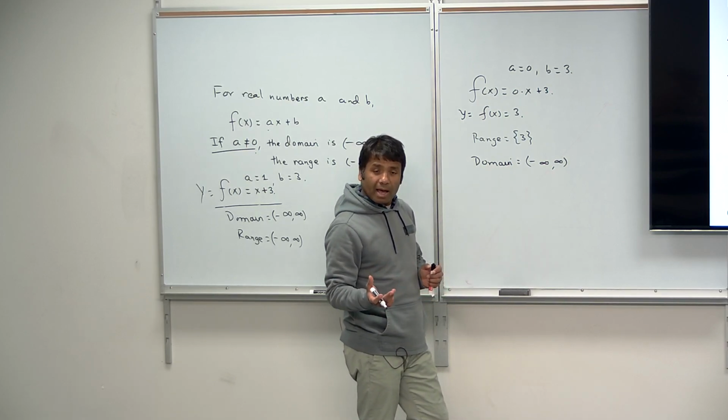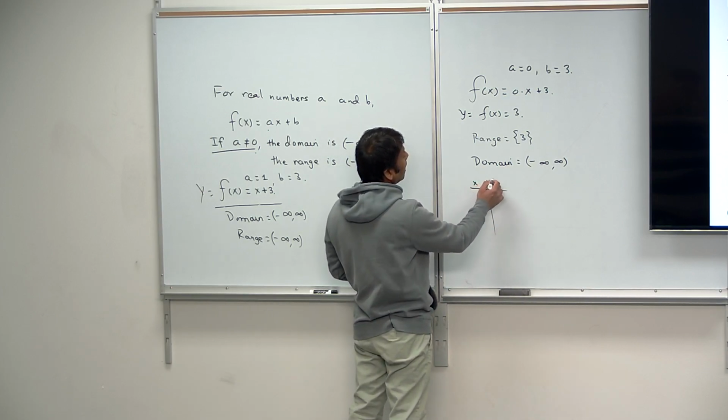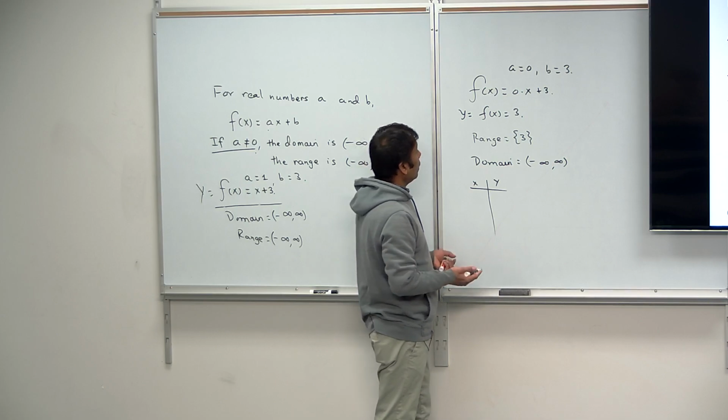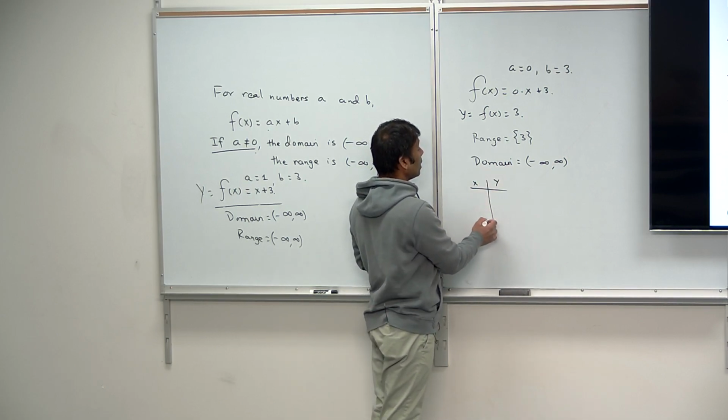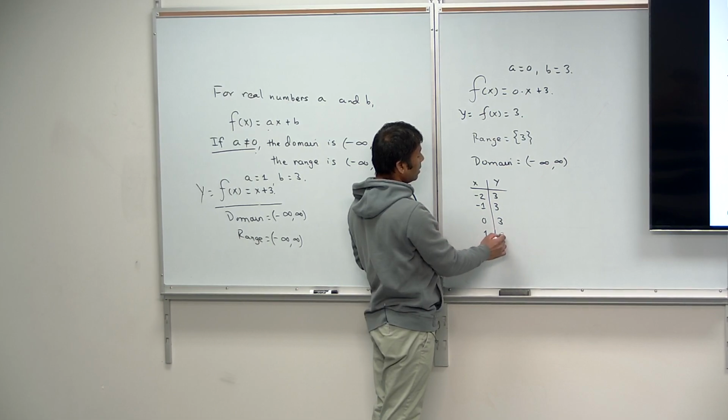Now if you draw the graph, if you make a t-table here for the x values and y values, if you plug in x equal to 0, it is 3. If you plug in x equal to negative 1, it is still 3. Negative 2 is still 3. 1 is still 3. You know what I mean?